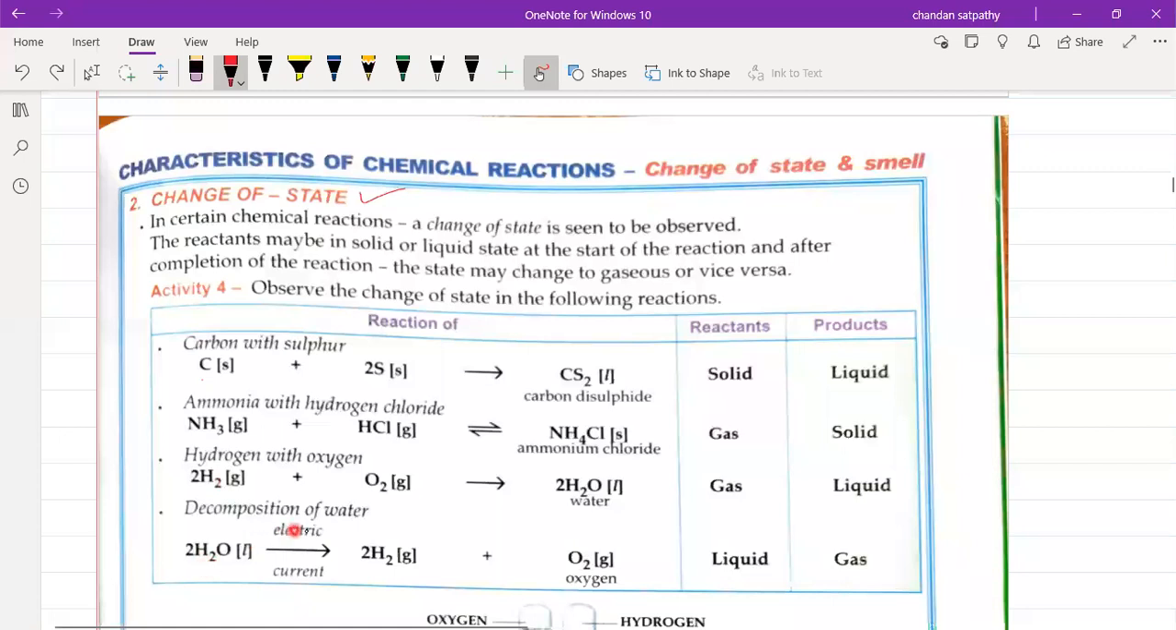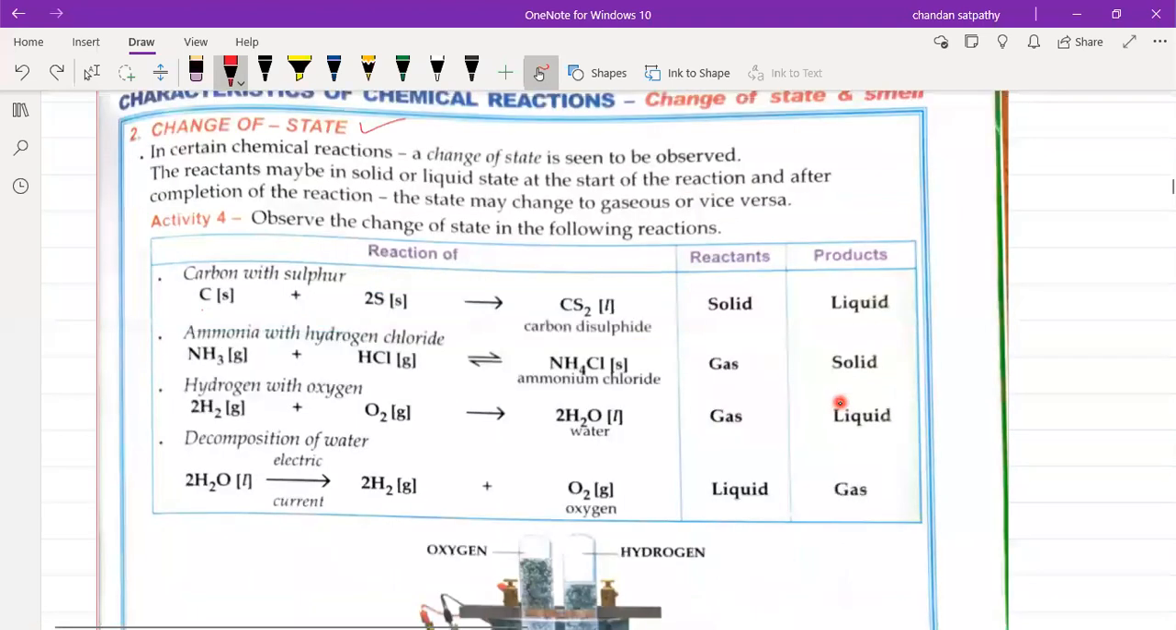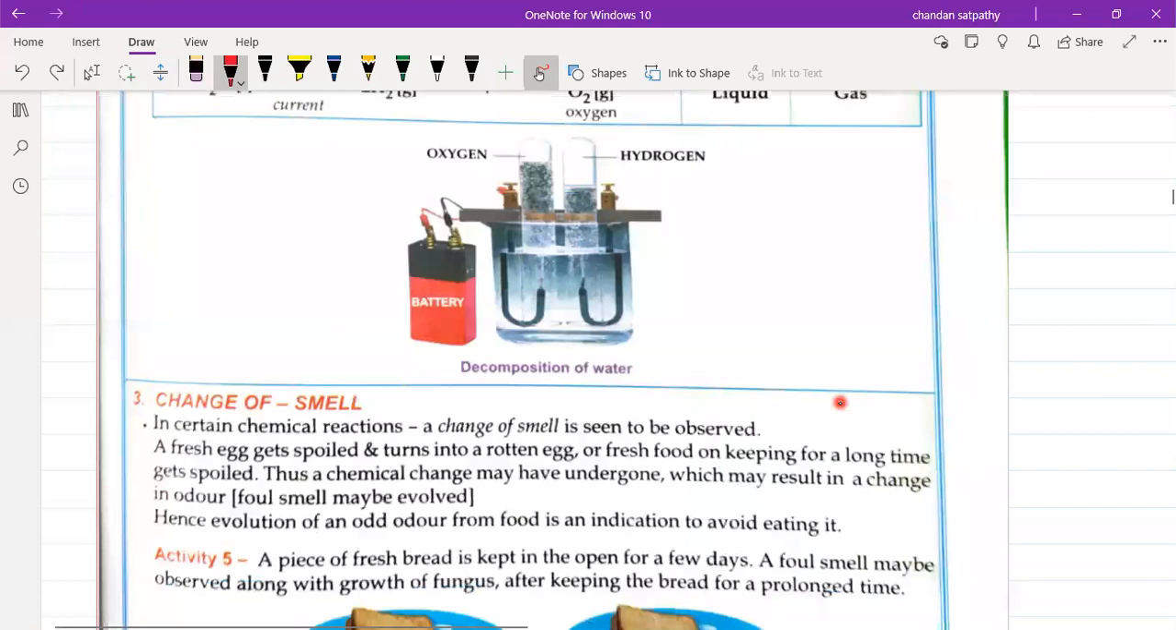Next, decomposition of water. If we break the water, you see water is in liquid state, and when we pass electric current through the acidified water, then the water breaks into hydrogen gas and oxygen gas. That means the reactant is in liquid state, but the product is in gaseous state. In the previous example, the reactant was in gaseous state, product was in liquid state. In another example, the reactant was in gaseous state, product was in solid state, and in the first case, the reactant was in solid state, product was in liquid state. So the state is changing. So we can say that the reaction has taken place.